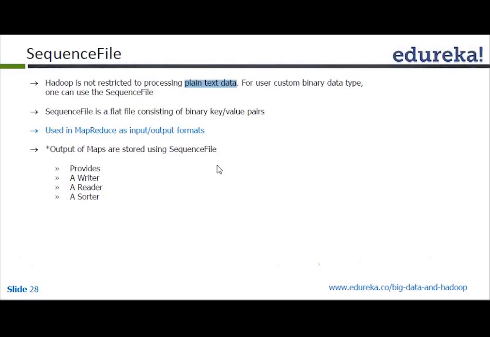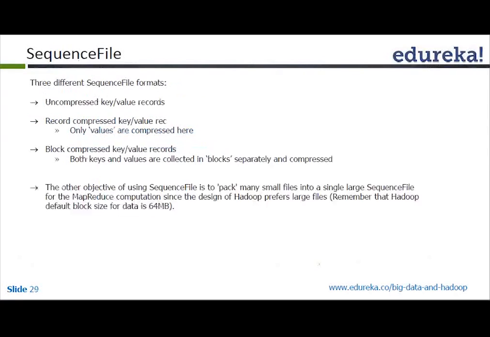So for custom binary data, one can use a sequence file. What is a sequence file? It's a flat file consisting of binary key value pairs. You can use a MapReduce sequence file as a MapReduce input or output format. And please remember the output of the map. We know that the output of the map is stored locally in a temp file that is always stored as a sequence file. By default, a sequence file will give you a reader, a writer, and a sorter. So a sequence file is a type of input format, friend.